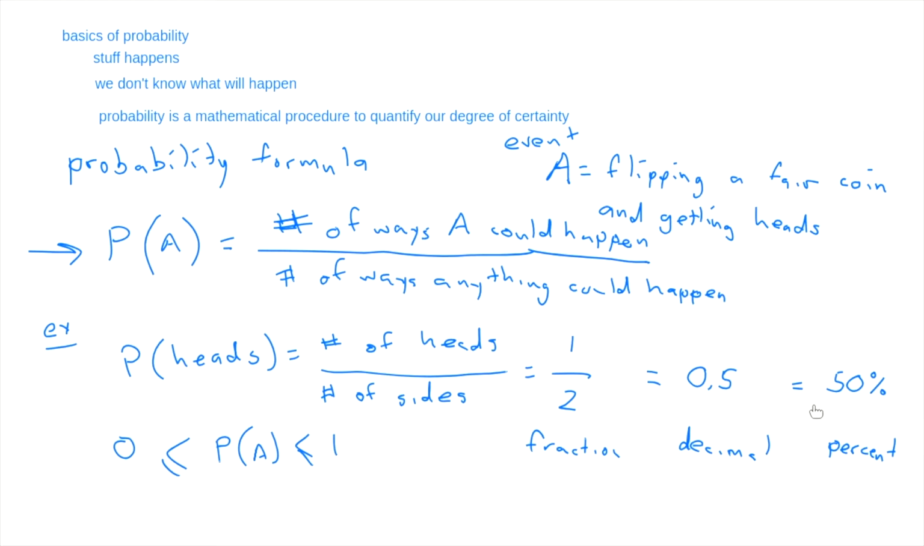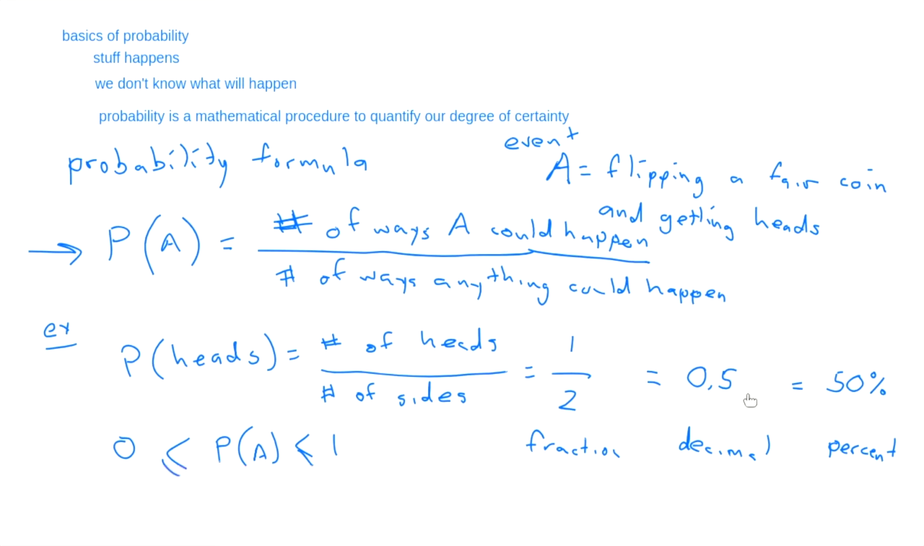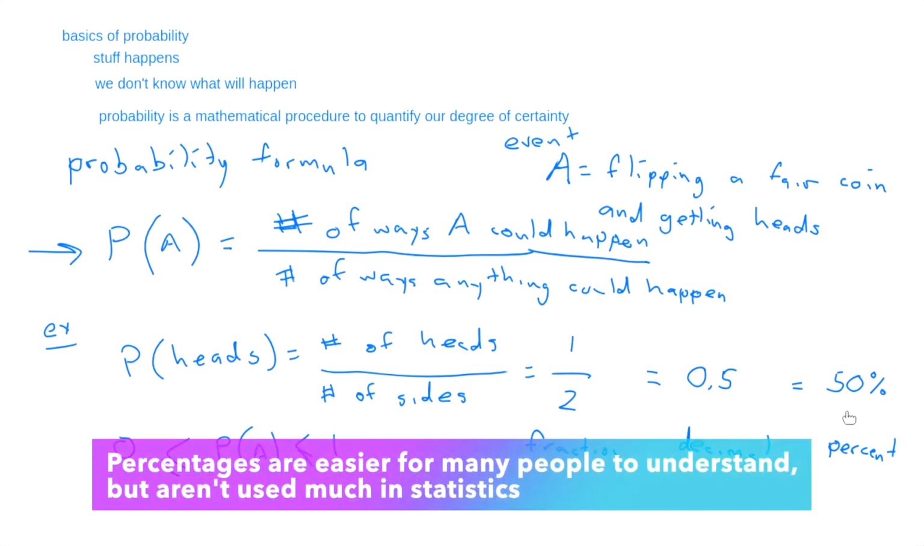MyMathLab, in the blue stuff, will ask you to represent it a certain way, and you have to be able to represent it that way. I will mention, for practical purposes, fractions are your friends. It's one of my silly slogans. Fractions are easier to think about. If I say 1/2, we kind of know what it is, better than 0.5. And 50%, statisticians aren't going to use 50%. Most of your answers in MyMathLab will be fractions.